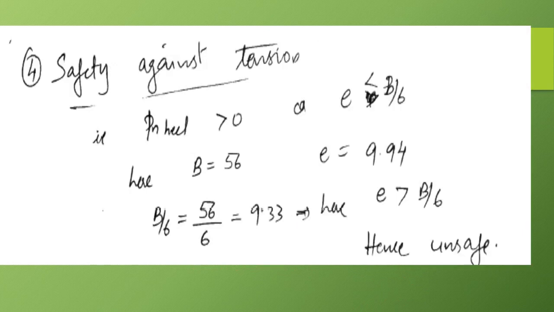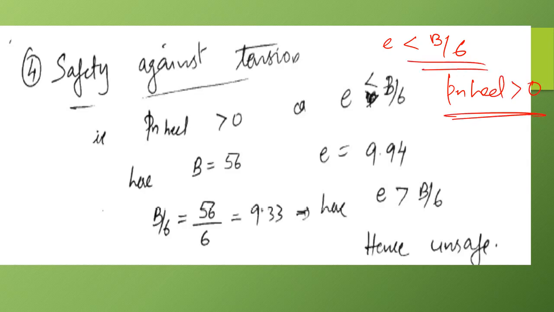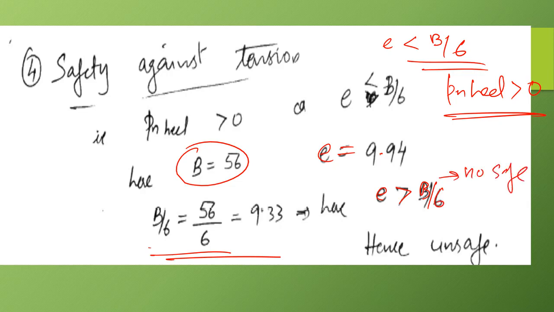Now next is safety against tension. For safety against tension, the eccentricity should be less than b by 6 and Pn at the heel should be greater than 0. This is the condition. Here b is equal to 56 and the eccentricity E was obtained as 9.94. Now b by 6 is equal to 9.33, and here E is greater than b by 6. So we can say that the structure is not safe in tension.